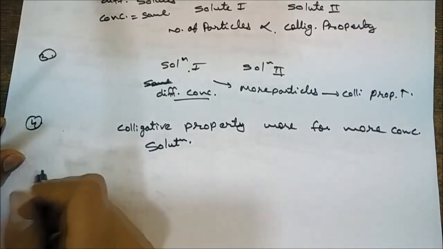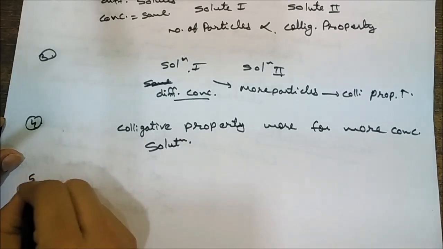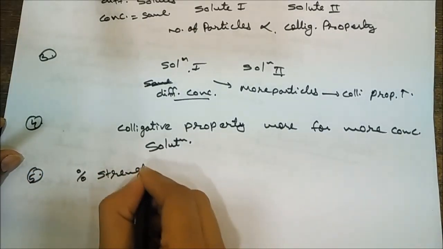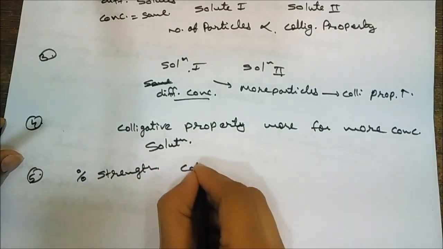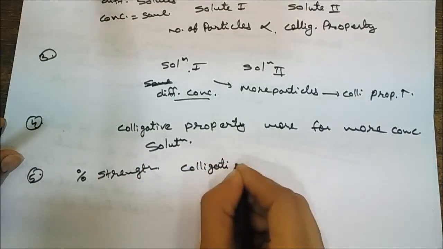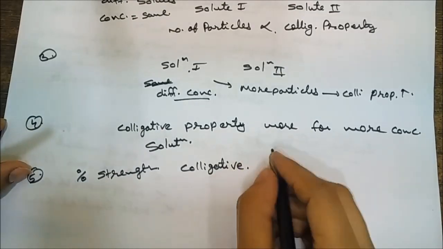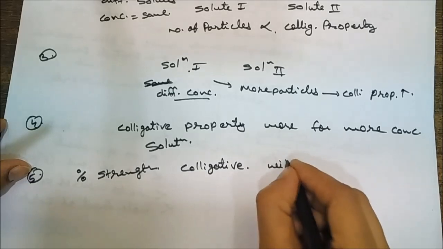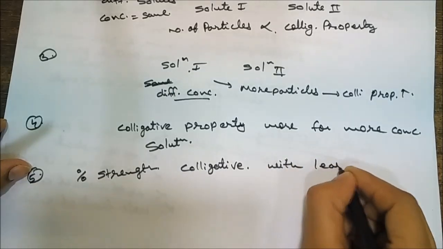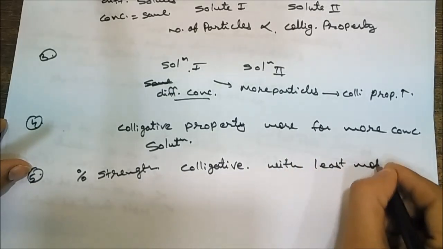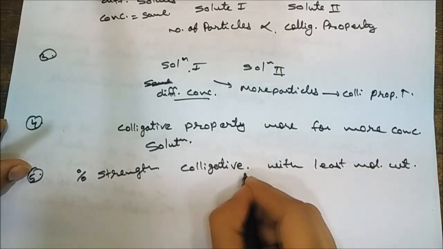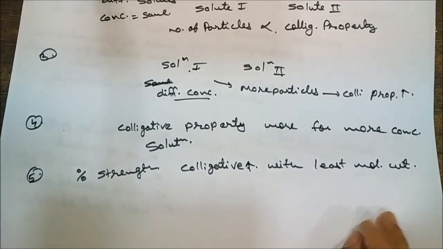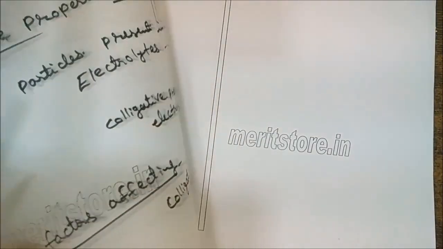For solutions of different solutes but of same strength, percentage, the colligative properties will be more for the solute with least molecular mass, least molecular weight. So these were the factors affecting colligative properties.